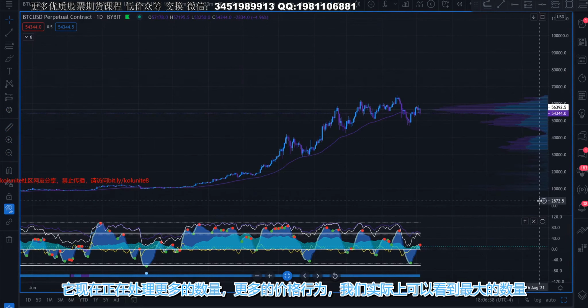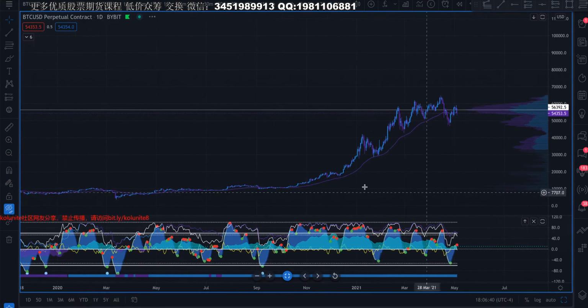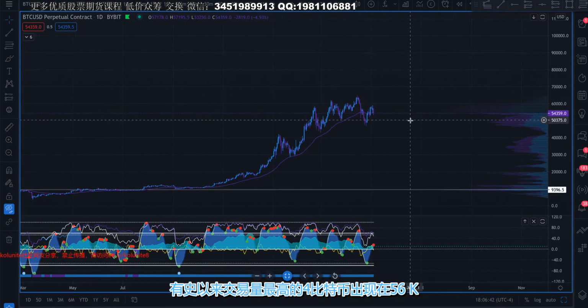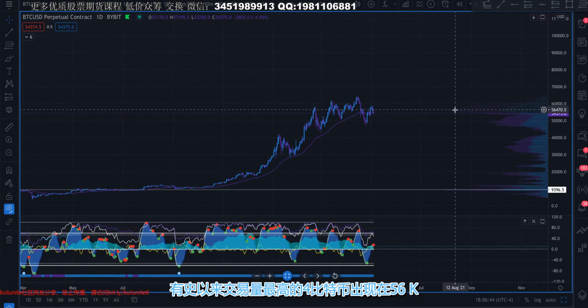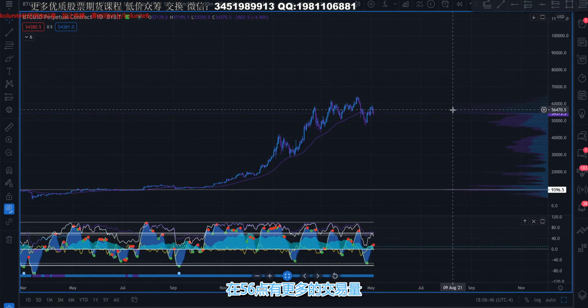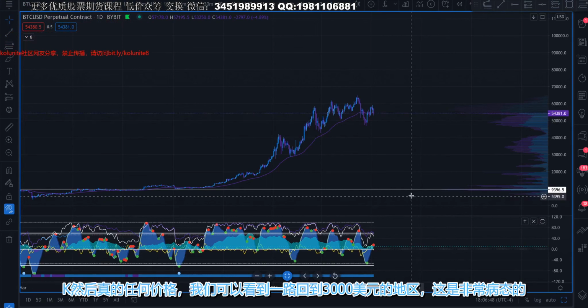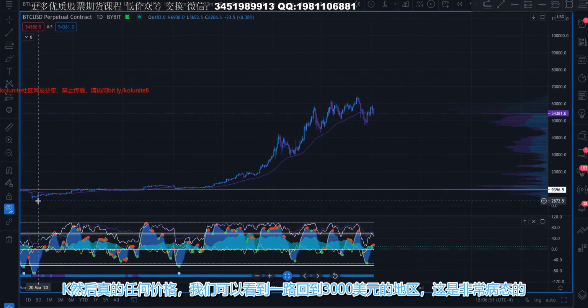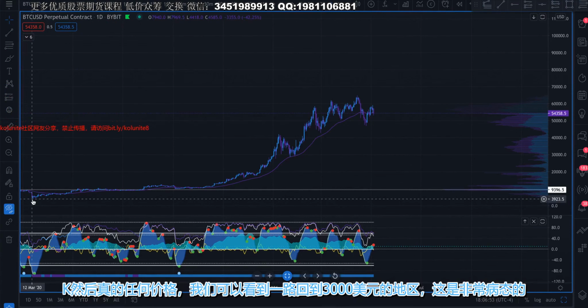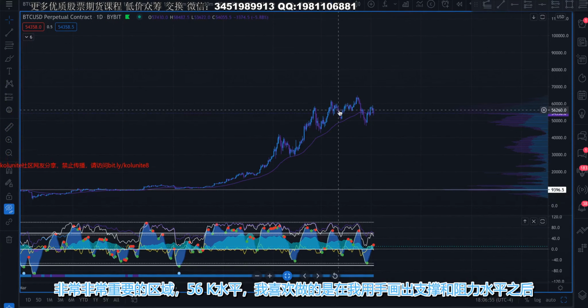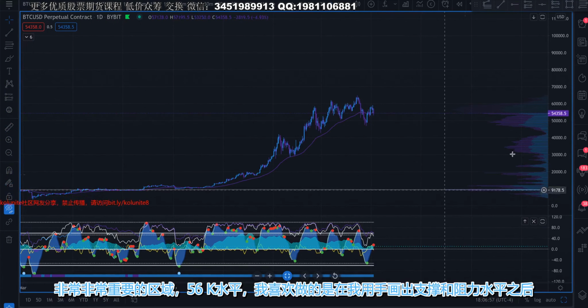And we can actually see that the highest volume that was ever being traded for Bitcoin was up here at 56K. There's more volume traded at 56K than really any price that we can see all the way back down to the $3,000 area. That's a very significant area, that 56K level.